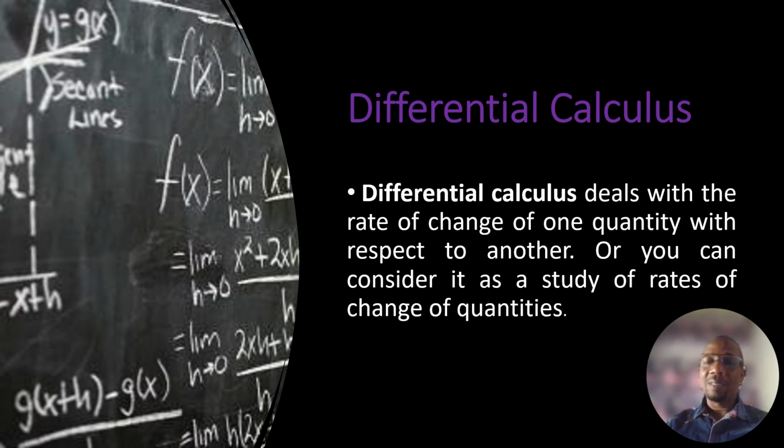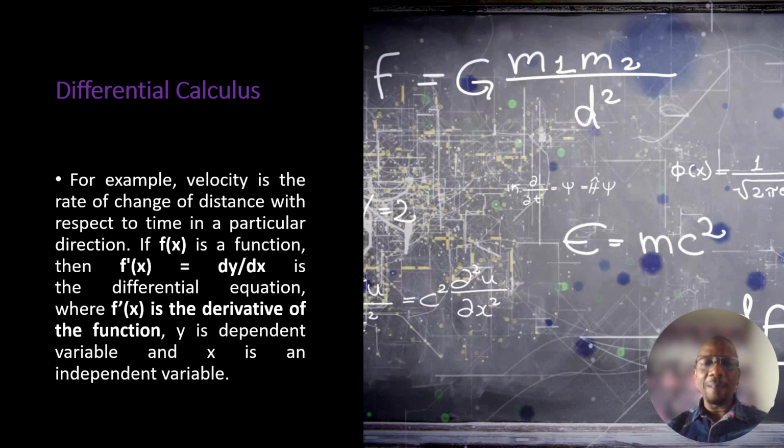Differential calculus, same as differentiation, deals with the rate of change of one quantity with respect to another. For example, the rate of change of current with respect to time, the rate of change of distance with respect to time, or the rate of change of velocity with respect to time. It can even be the rate of change of flow of water through a pipe per time. You can consider it as a study of rates of different quantities.